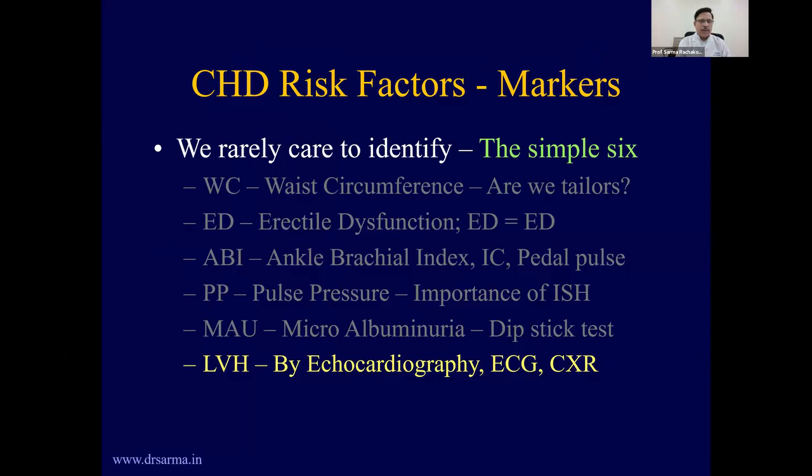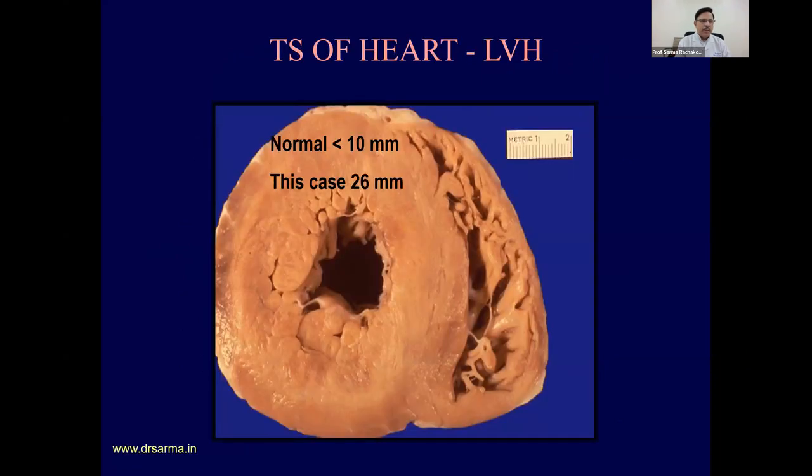Finally, for today, we have got the echocardiography, ECG, and X-ray. LVH must be measured. Normal left ventricular thickness is less than 10 millimeters. LV thickness in the echo report should be less than 10 millimeters. In this case, the left ventricle is so much thickened that the muscle is 26 millimeters. You have got the scale on the other side to show how much it is more than 10 millimeters. 10 millimeters or 1 centimeter is normal, but anything more than 10 is abnormal. This particular case, it is 26.